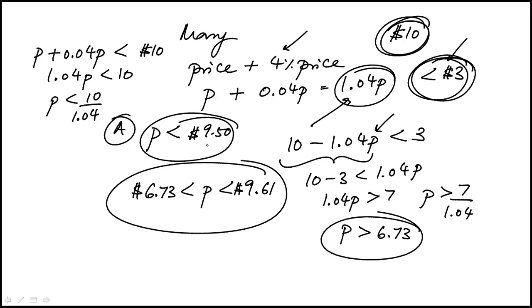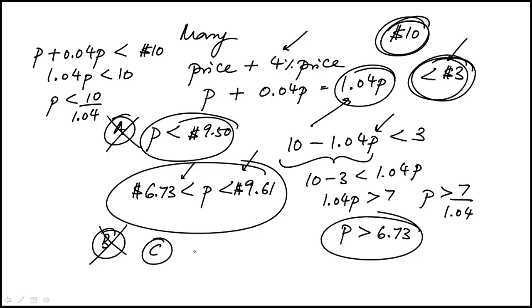A says price has to be less than $9.50. Well, it doesn't. It could be $9.55, $9.60. So A is out. B says the price of the book was greater than $6.90. Well, no, it could be $6.75, $6.80. So B is out as well.